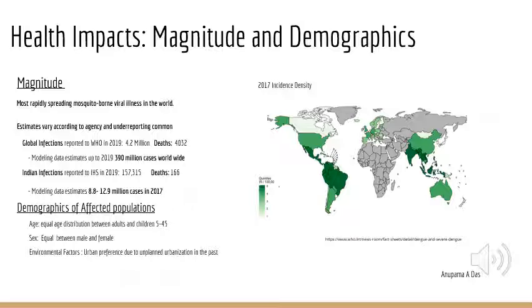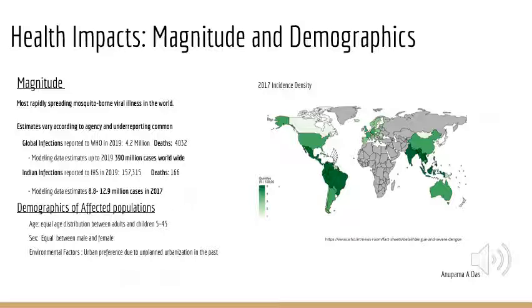In India, the infections reported to the Indian Health Service in 2019 was closer to 157,000, and associated deaths were closer to 166. However, in India too, modeling data suggests that actual cases were closer to the magnitude of 8 to 12 million. Demographic analysis of cases in India suggests that there is an equal age distribution between ages 5 to 45 and no significant difference between children or adults. Similarly, there was no significant difference in the infections between males and females.